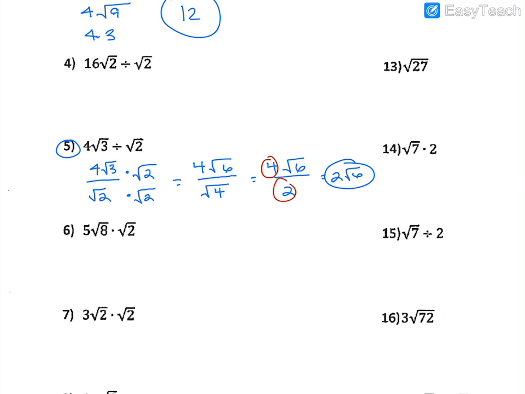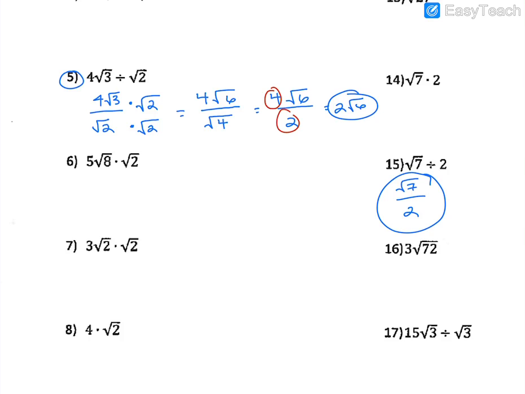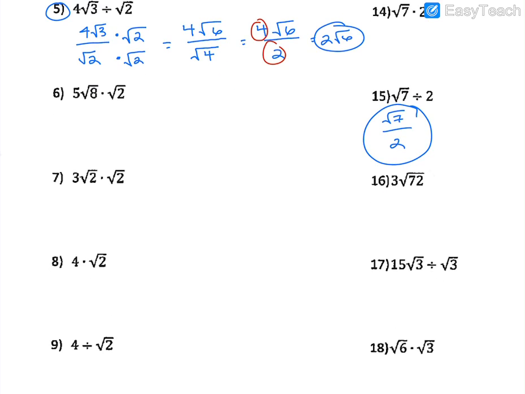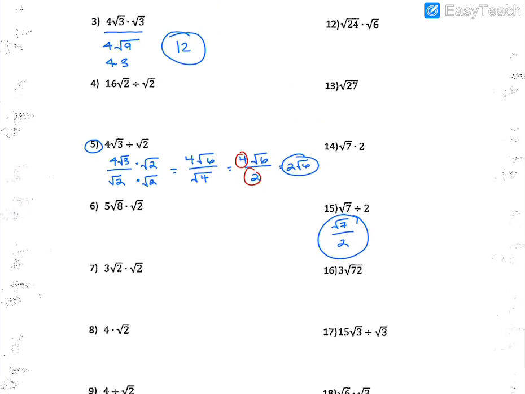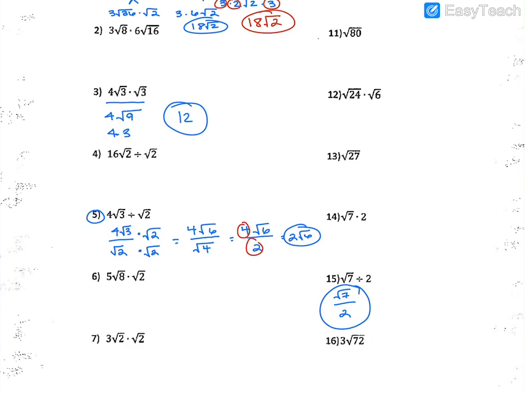One like this. Here, the square root of 7 divided by 2. That one, there's nothing that you can do because there's no radical in the bottom. So that problem is done when you get to that point. Okay, so I will leave it there. You can finish up the rest, and if you have questions, let me know.